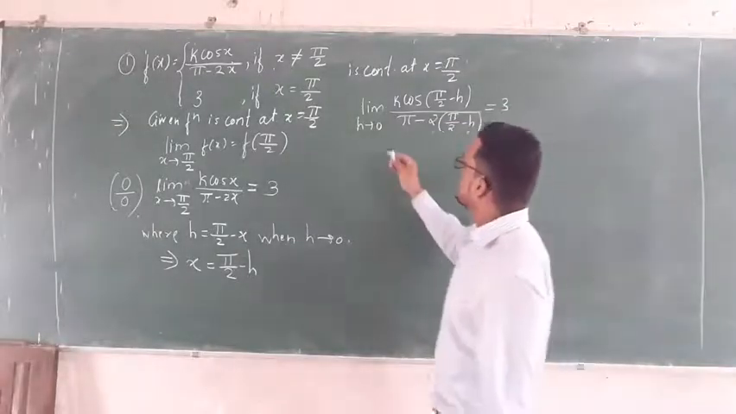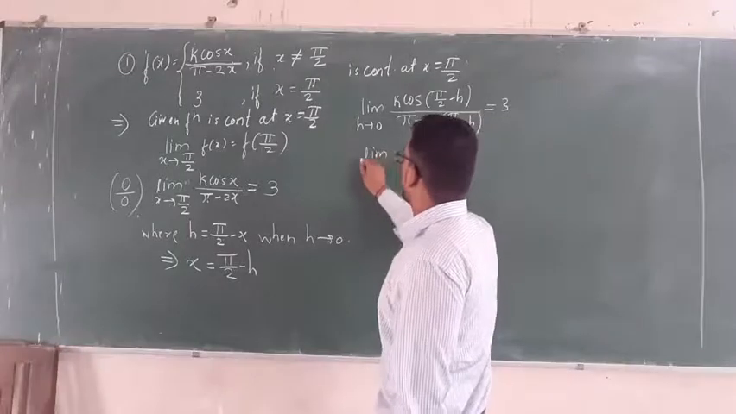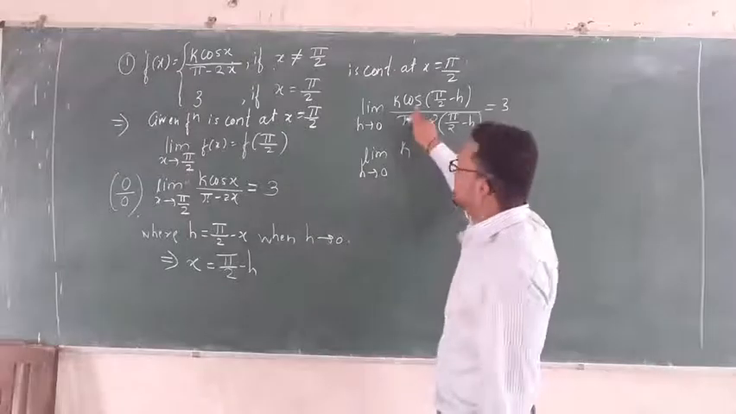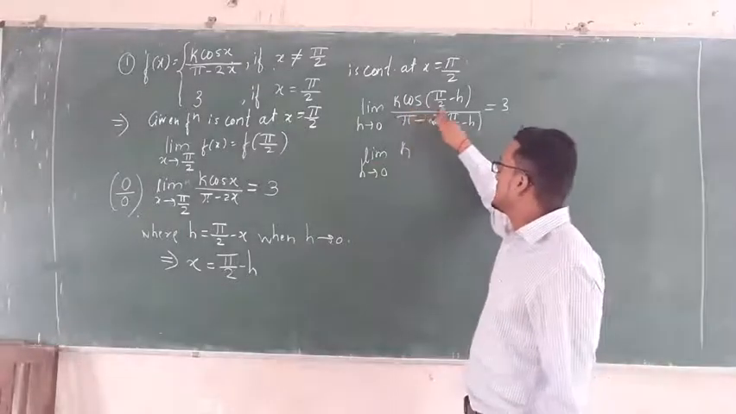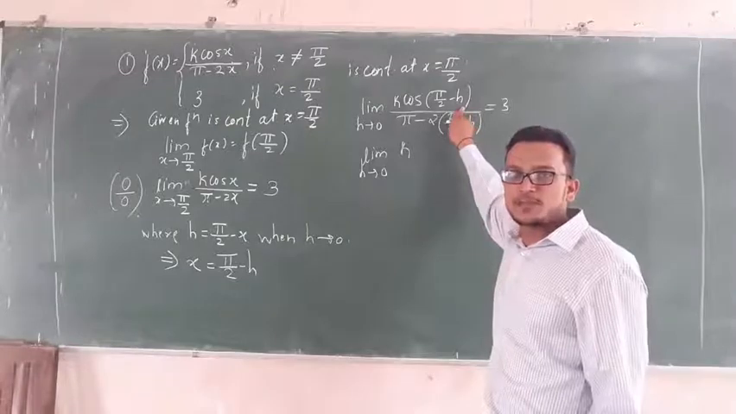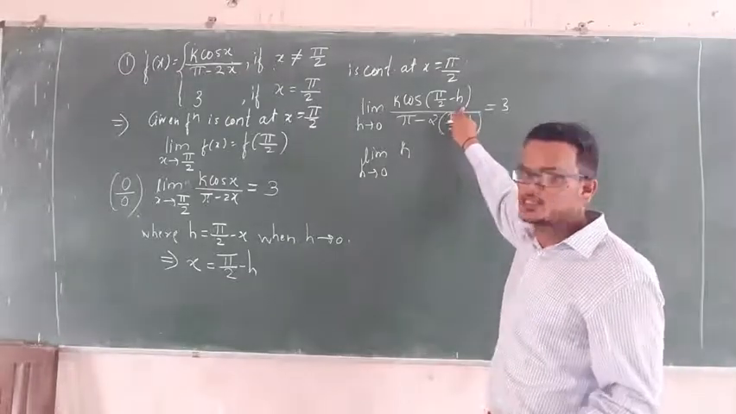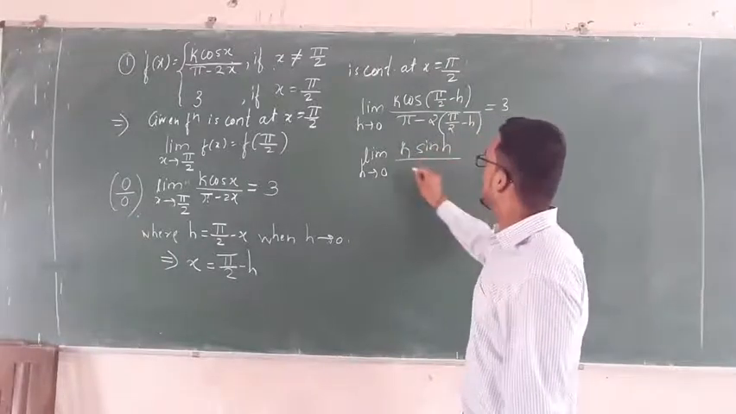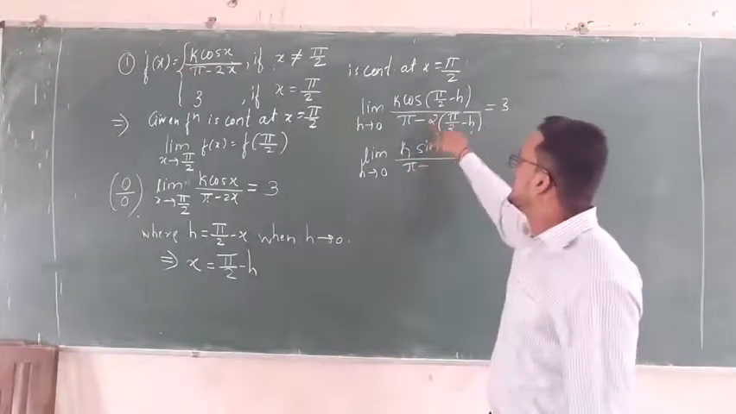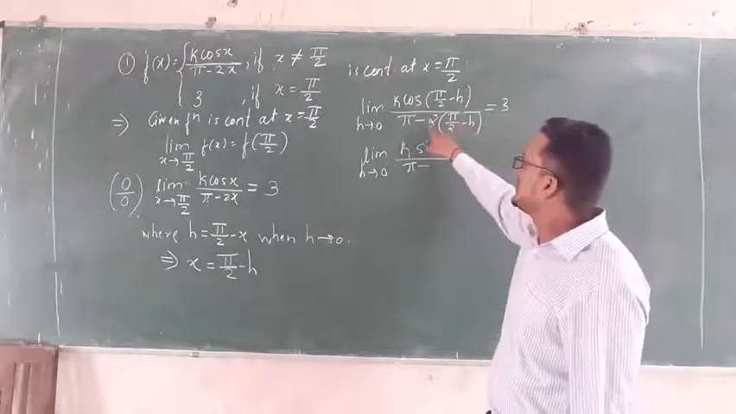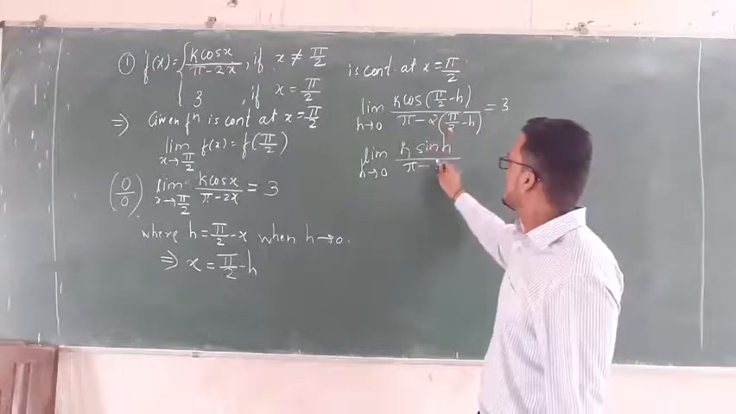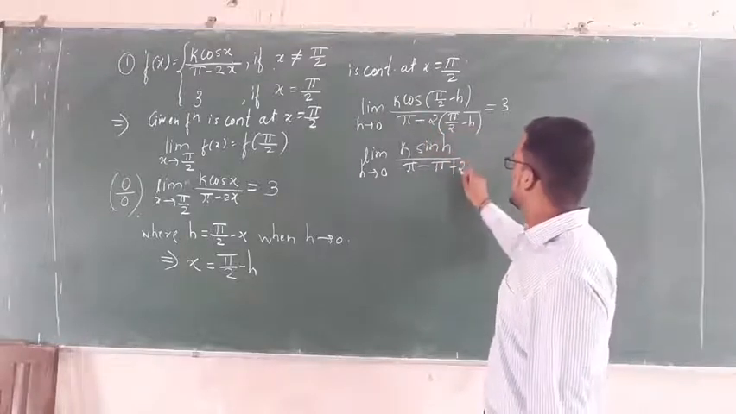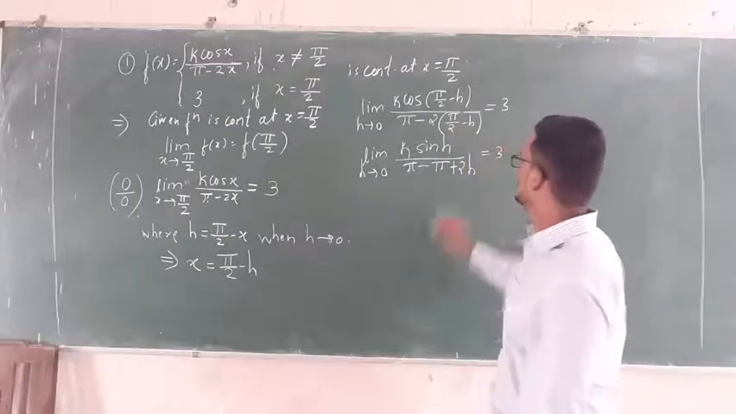Now here, limit h tends to 0. This is k. This is the allied angle property, cos of 90 minus theta. But in the place of theta I am having h here. So cos of 90 minus h is sin h, divided by pi minus 2 multiplied inside the bracket. So when I multiply 2 inside the bracket, this 2 gets cancelled, left with pi minus pi plus 2h, which is equal to 3.